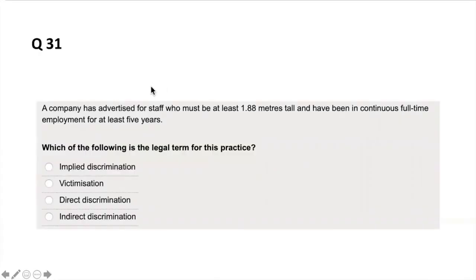Question 31. A company has advertised for staff who must be at least 1.88 meters tall and have been in continuous full-time employment for at least 5 years. So a company is putting this advert out to recruit people for their organization. Which of the following is the legal term for this practice? It's important to understand that we're looking for a legal term. Is it implied discrimination, victimization, direct discrimination, or indirect discrimination?